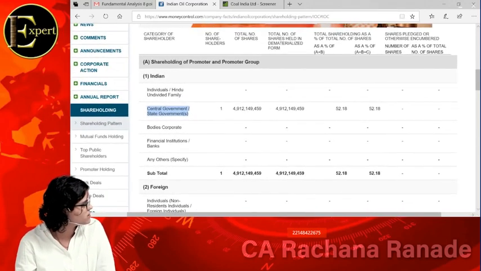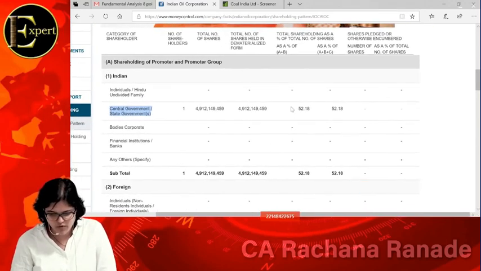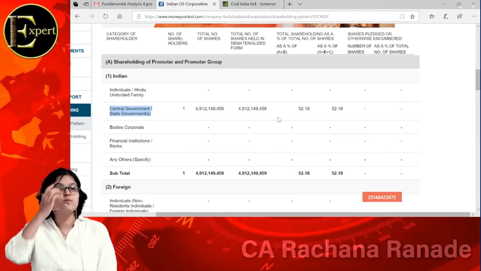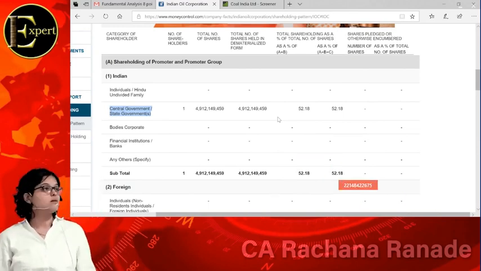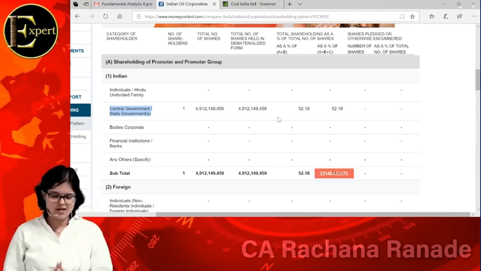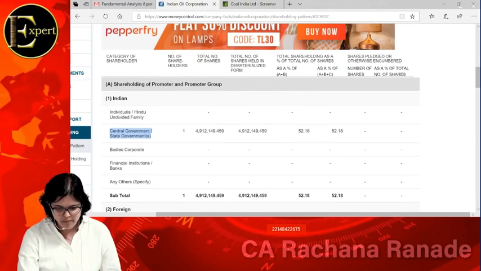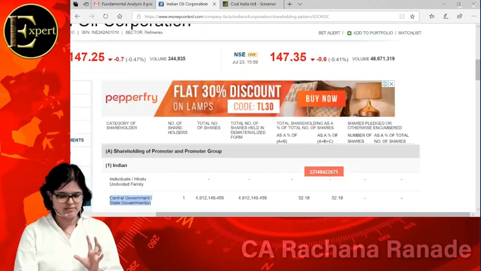Visible, properly? Central government, state government. How much have they owned? 52%. So that's why I told you, if the shareholding is more than 50%, then it's a government company. I'll tell you a simple thing. You can imagine this: Government, again, as a time pass example.